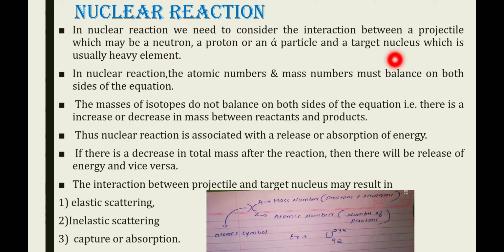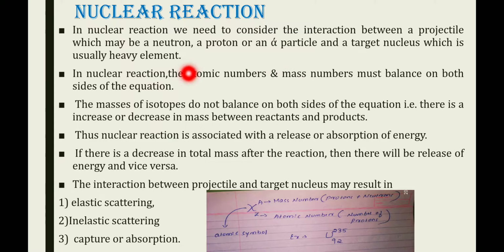The two particles are, for example, barium and krypton, and some additional neutrons are also released. Those are called the products here. But in that equation, the atomic numbers as well as the mass numbers must balance on both sides of the equation. On both sides, in the sense that the LHS as well as the RHS, the atomic numbers as well as the mass numbers must balance each other.